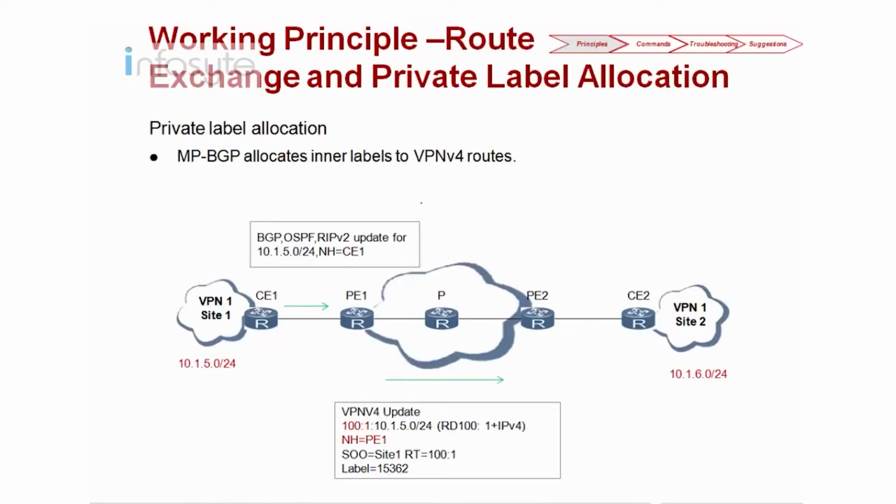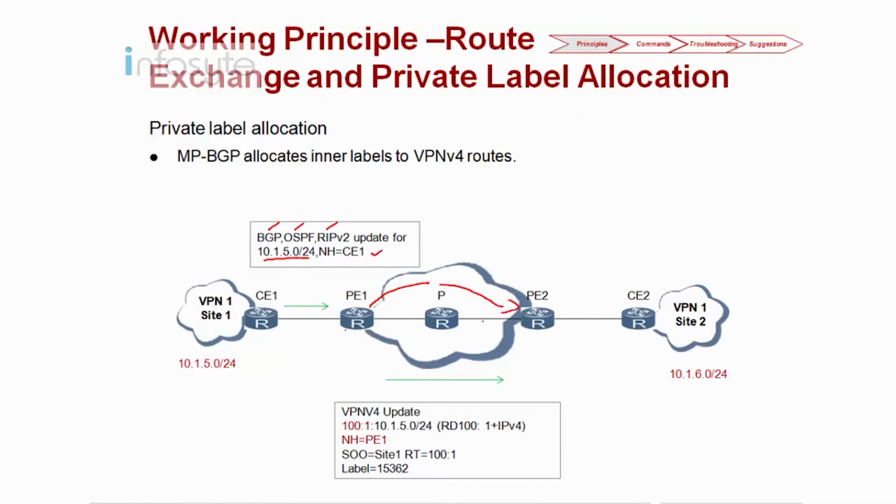Then the next one, after the PE learns the route from the customer side, this is how it looks. Either I learn from BGP, OSPF, or RIP version 2. So let's say this route is 10.150.24. PE1 will learn this update.